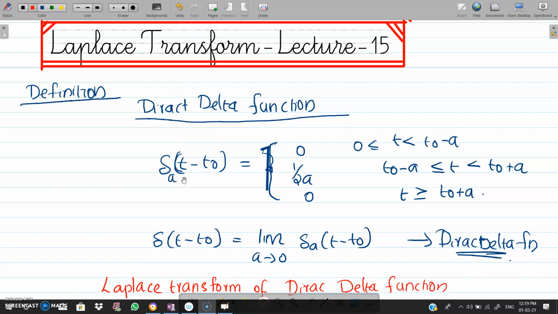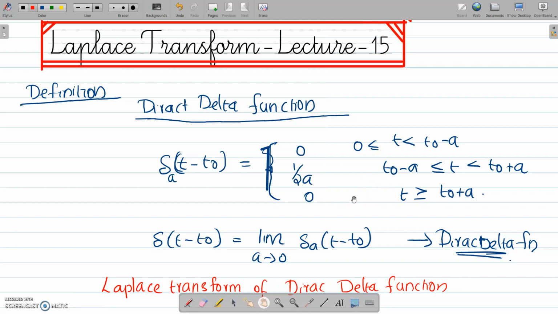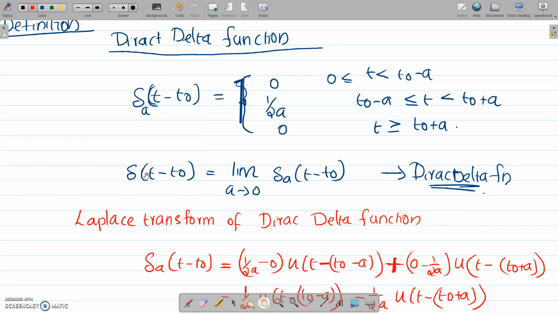That is, delta a of t minus t naught is defined as 0 for t from 0 to t naught minus a, and 1 by 2a from t naught minus a to t naught plus a, and 0 for t greater than or equal to t naught plus a. Then delta of t minus t naught is called the Dirac delta function, which is the limit as a tends to 0 of delta a of t minus t naught.